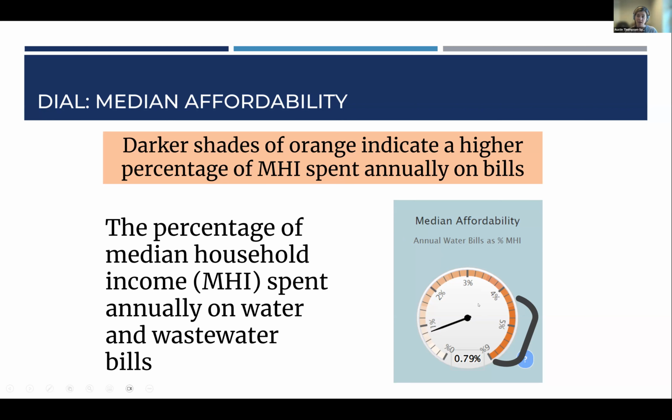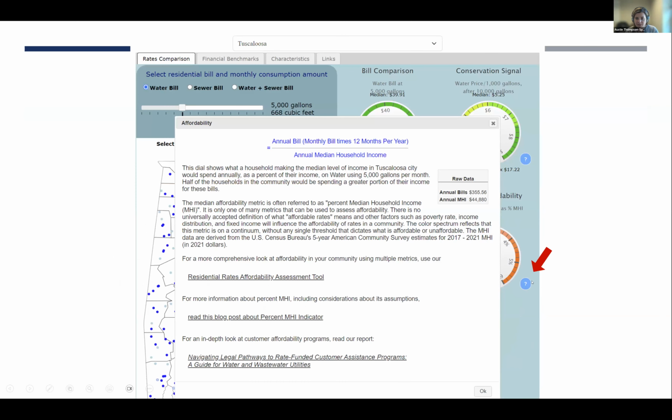But this is our way of quickly capturing the affordability of a rate based on easy to pull census data. And you can see here that it gets darker. When you're in this darker shade of red, there might be cause for considering the affordability of your rates and taking a step back and making sure that your customer base can afford your rates. And I talked about this little question mark before, but if you were to click that when you were curious about the affordability dial, it will show you the calculation that we use to get to that 0.79%, as well as the data that was pulled in. So it's the annual bill, which is that monthly bill, the $29 and some change times 12. That's going to get you your annual bill. And then we just divide that by the annual median household income that we pulled from the 5-year American Community Surveys. And you can see that here it's $44,880.